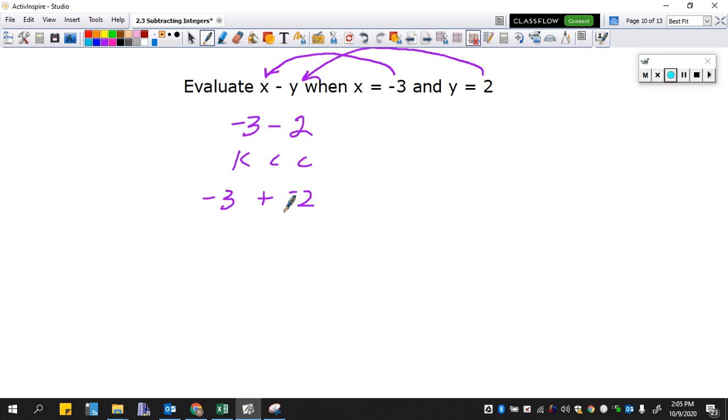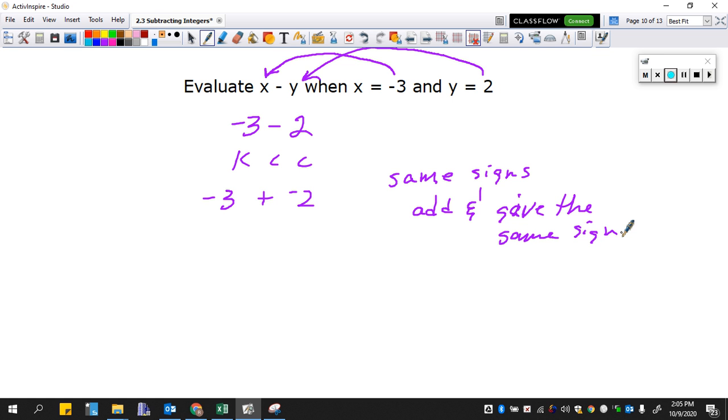Remember the rules for addition. If the signs are the same, that means we're going to add and give the same sign. So add 3 plus 2 is 5, and because they're both negative, it's a negative 5.